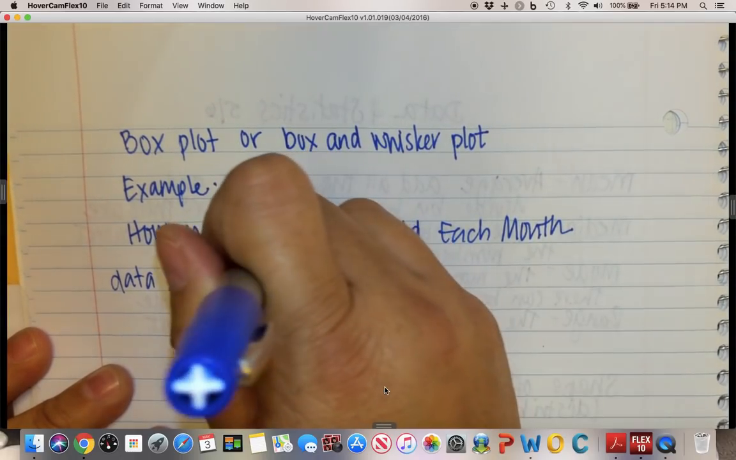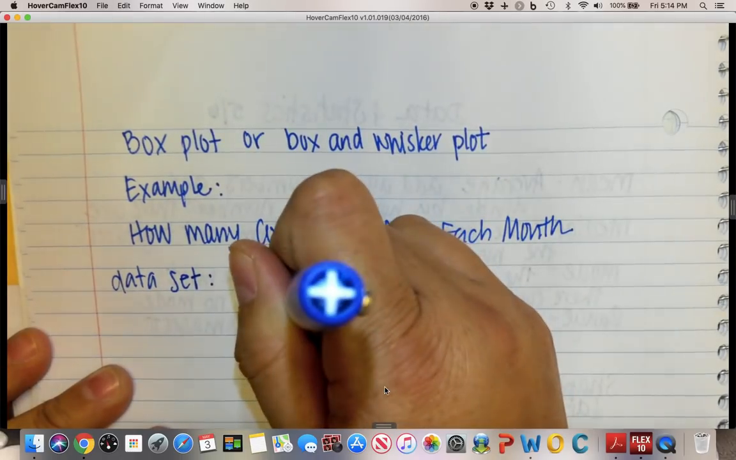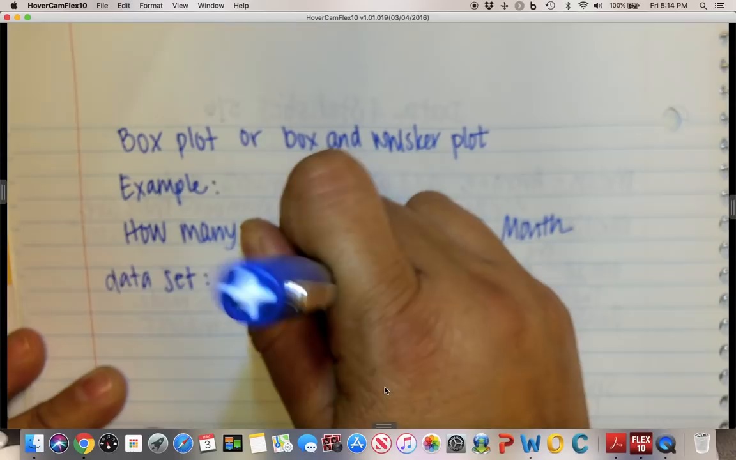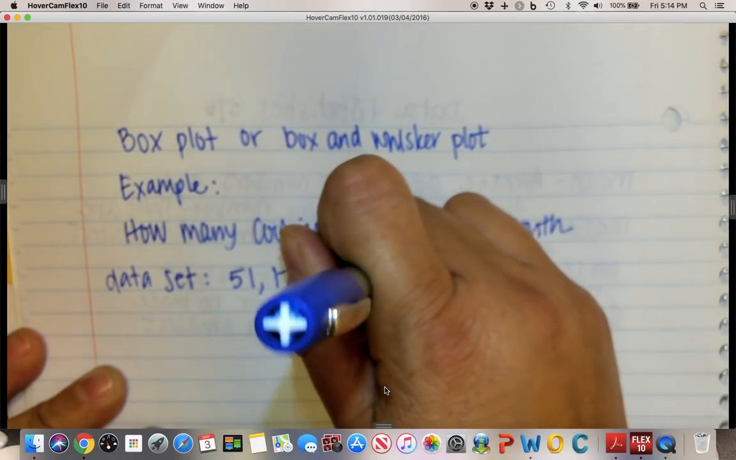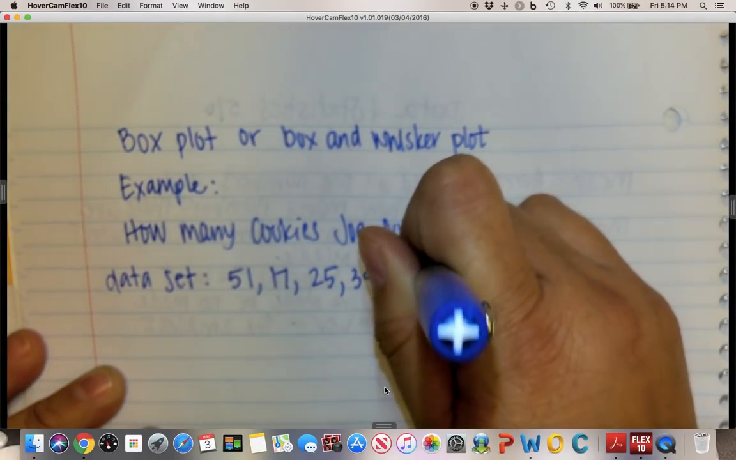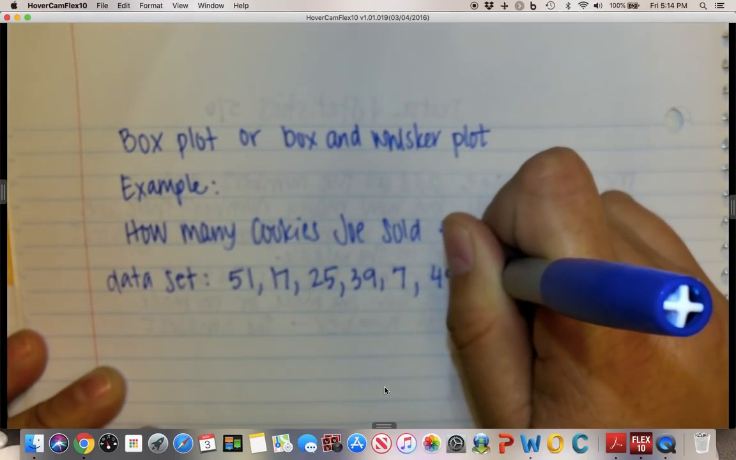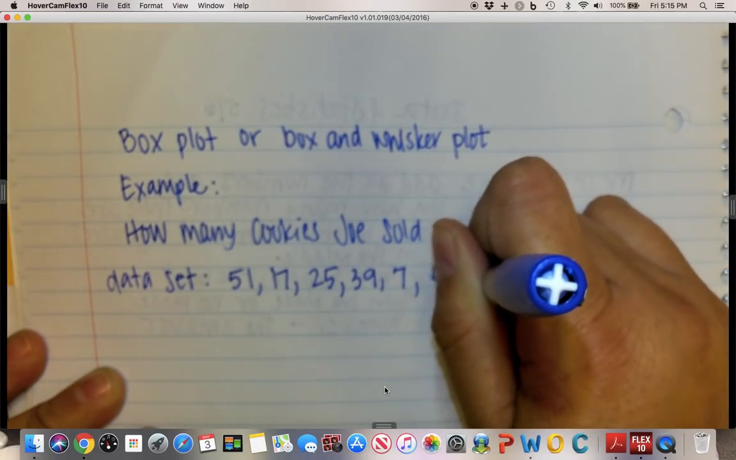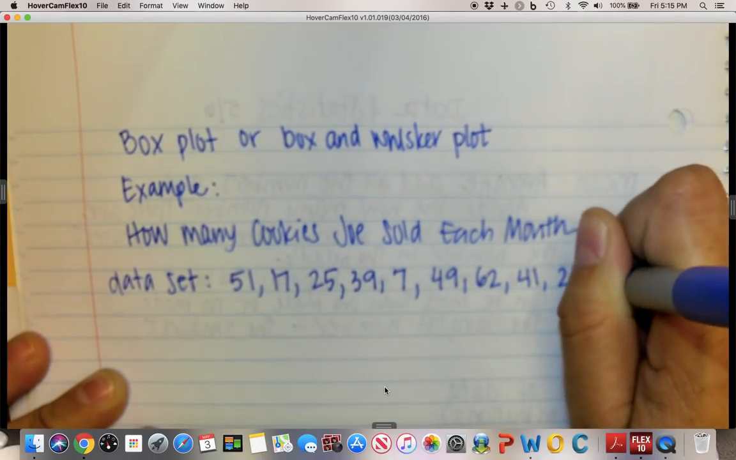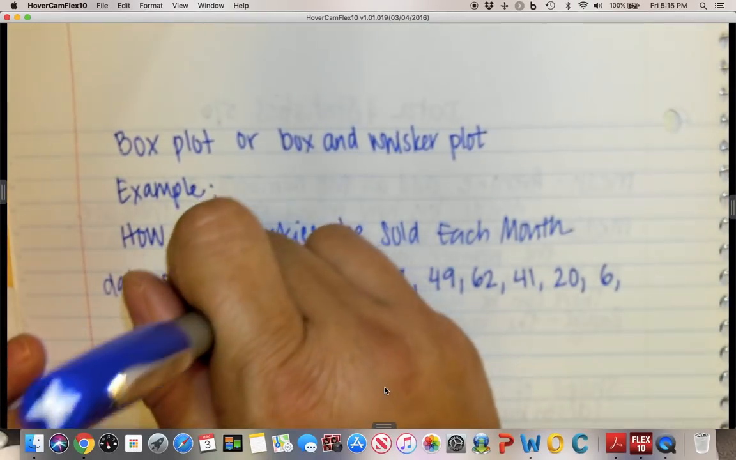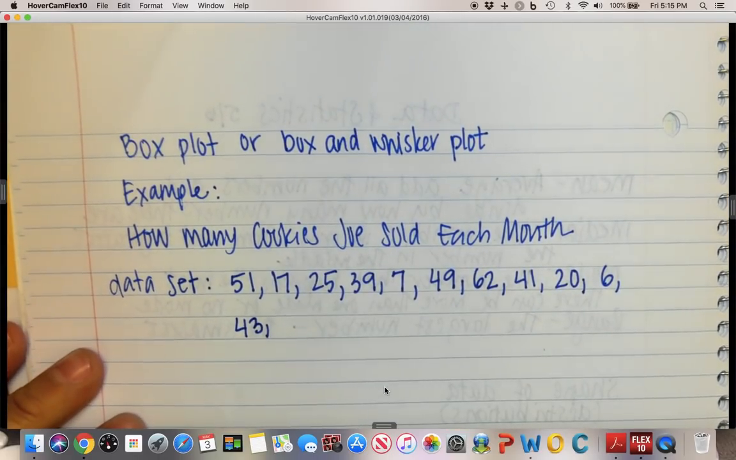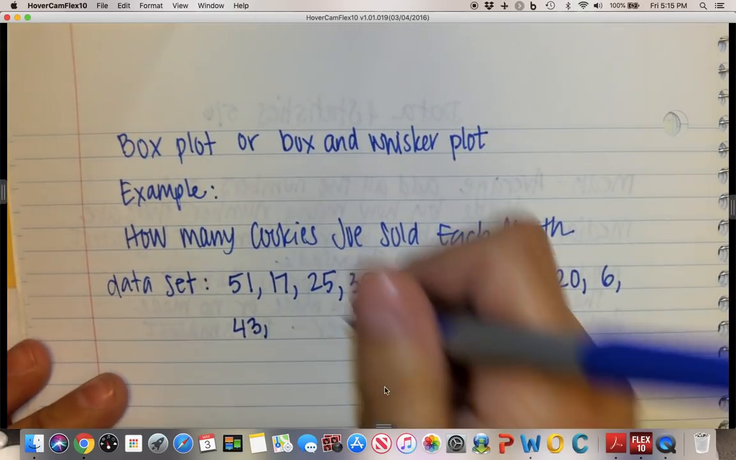1 month he sold 51 cookies. Next 17, then 25, 39, 7, not a good month, 49, 62, 41, 20, 6, ooh, another low month, 43, and lastly 13.